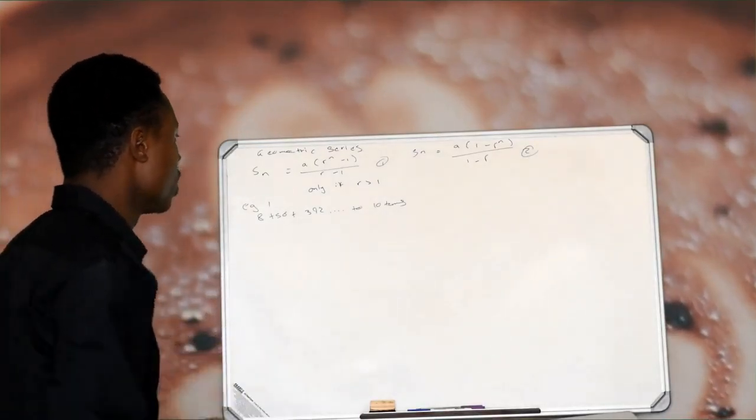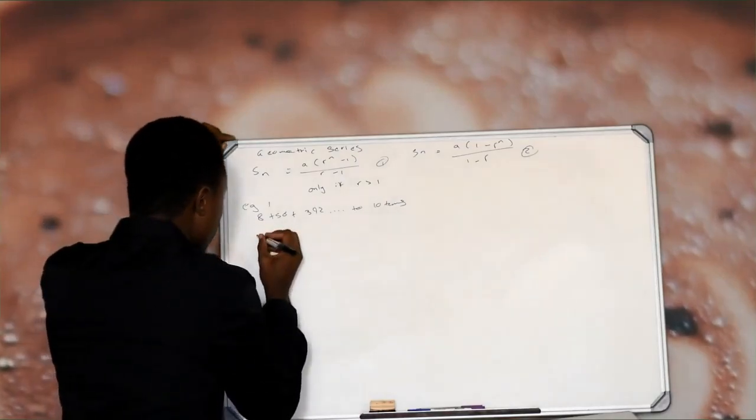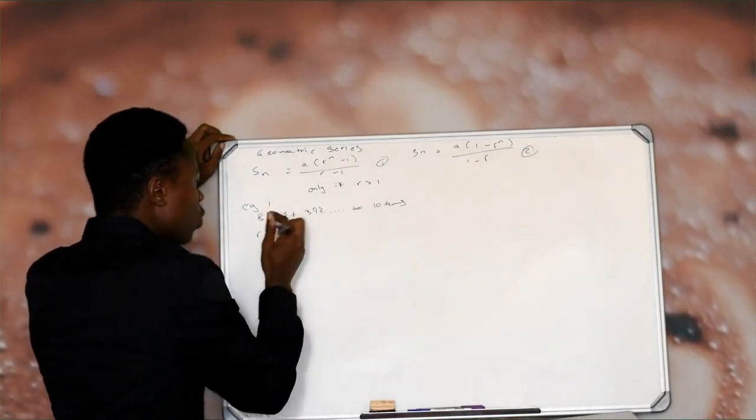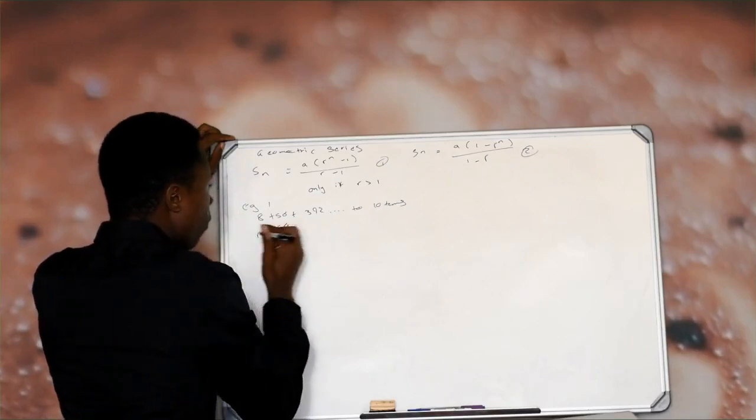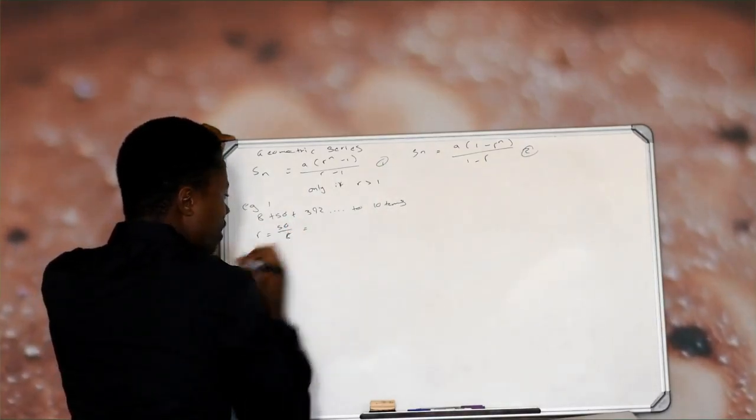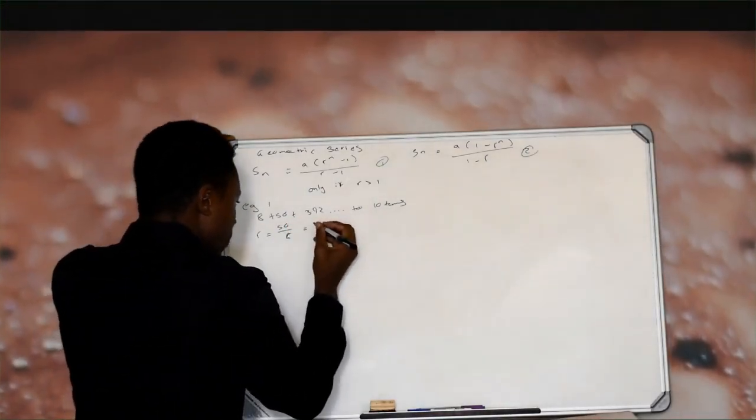But I'm still checking. So I would say R is equal to term 2, which is 56, divided by term 1, which is 8, right? What is that equal to? That's equal to 7.